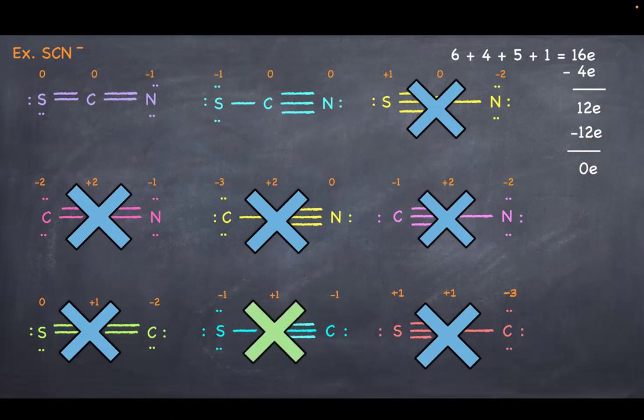Because of that, we can take this structure out because we already have 2 other structures that have more zeros in them. And no matter what, you're going to have something with -1 because SCN- has an overall charge of -1. So no matter what, there's going to be a -1. But we said we prefer the minus to be on the most electronegative atom. So in this case, nitrogen is the winner. So this is going to be the best Lewis structure.